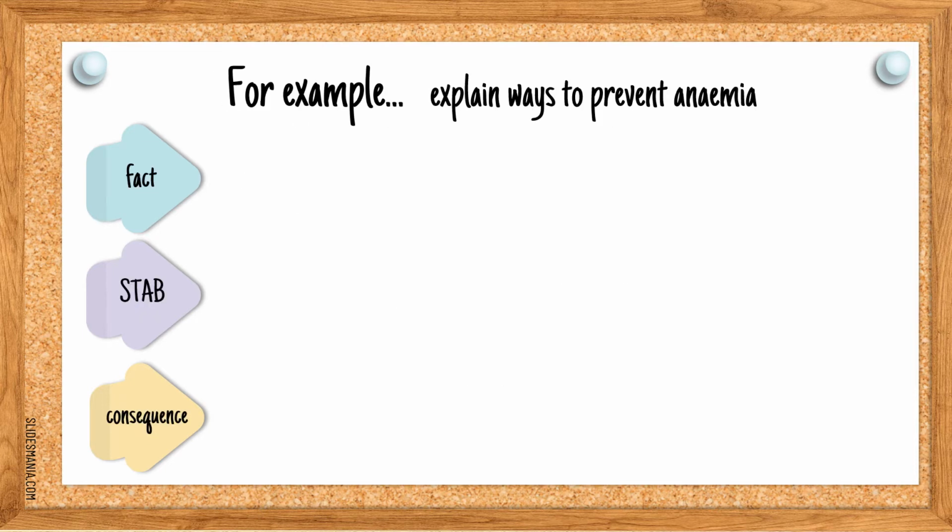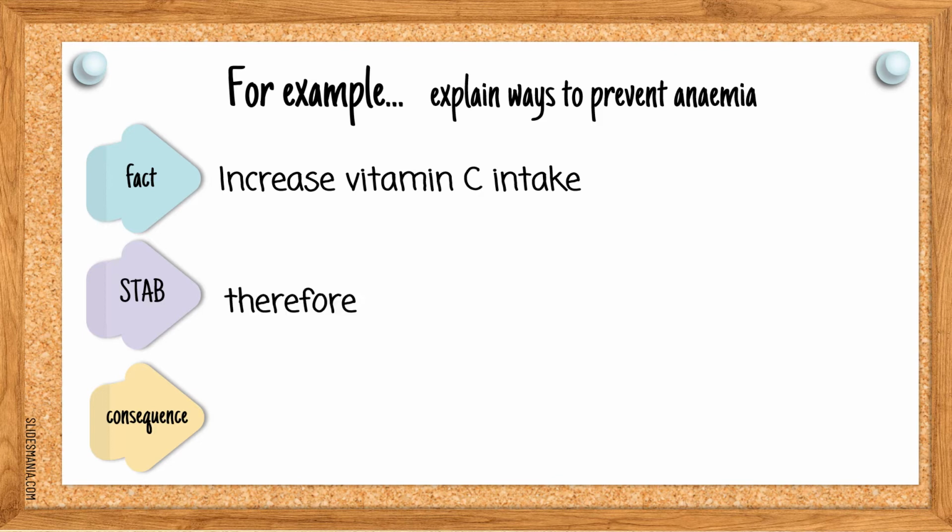So for example, if you were asked to explain ways to prevent anemia, remember your fact is your short sentence, your description about how we can prevent anemia. So one way that we can prevent anemia is to increase our vitamin C intake. That would be fine if you were just asked to describe how to prevent anemia, but we're being asked to explain. So how does increasing our vitamin C intake actually help to prevent anemia?